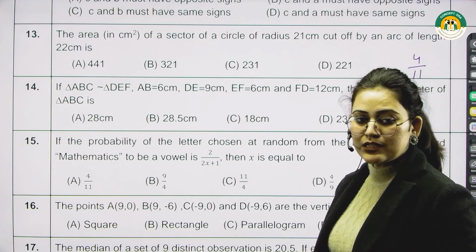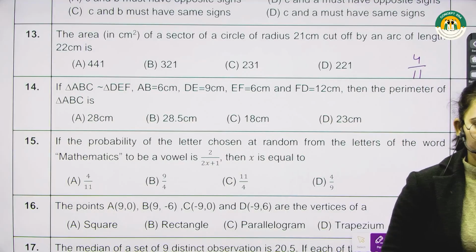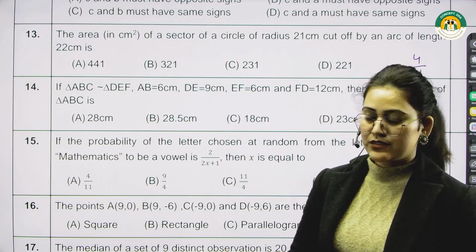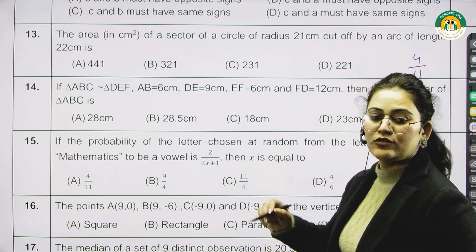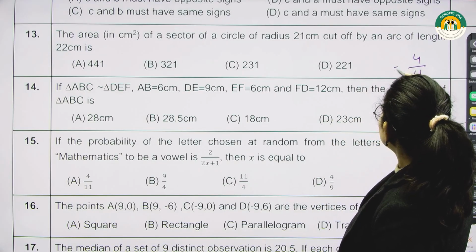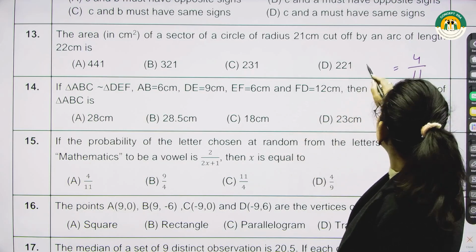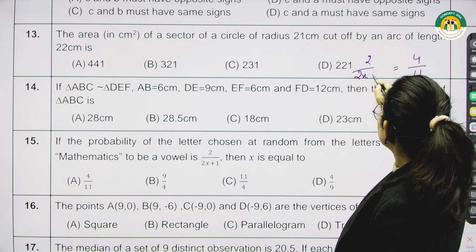So बहुत सारे बच्चे ये गलती करेंगे कि 4 upon 11 आपको दिख जाएगा, यहाँ पर आप इसको आंसर मार्क कर देंगे, but this is not the correct answer. The correct answer is, हमें x की वैल्यू को फाइंड करना है. So x की वैल्यू क्या होगी? This is the same thing. इसकी प्रोबेबिलिटी हमें ऑलरेडी दी हुई है, that is 2 upon 2x plus 1.